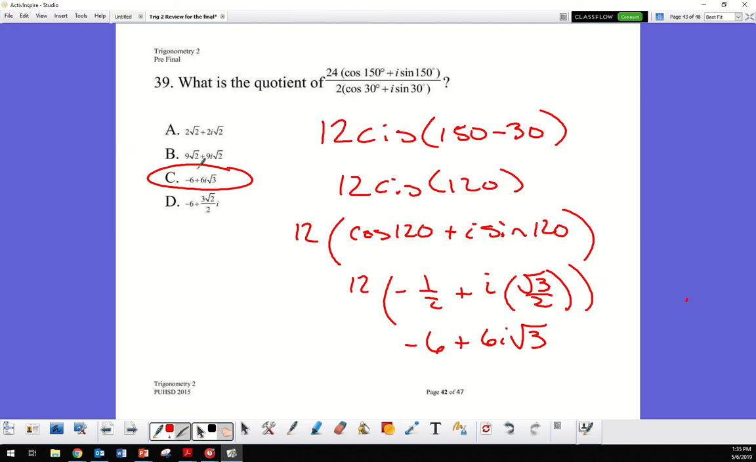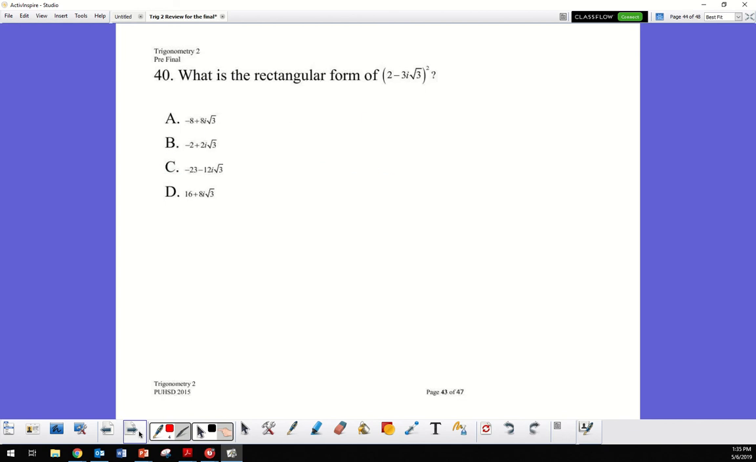Let's do the last one. All right, questions? All right, let's see where we're at now. 40. 4D, 41. Rectangular form.